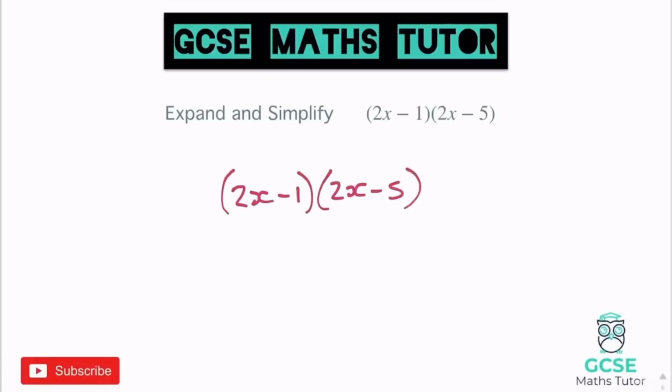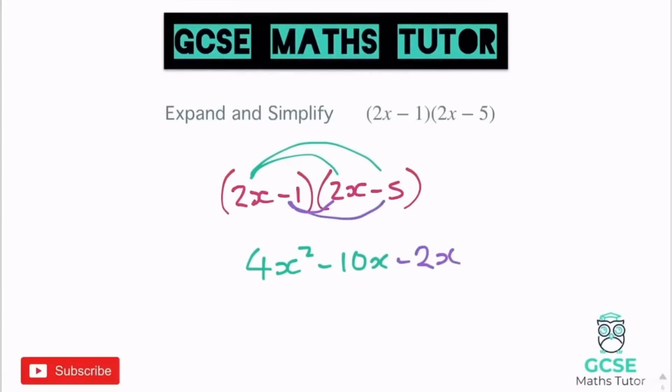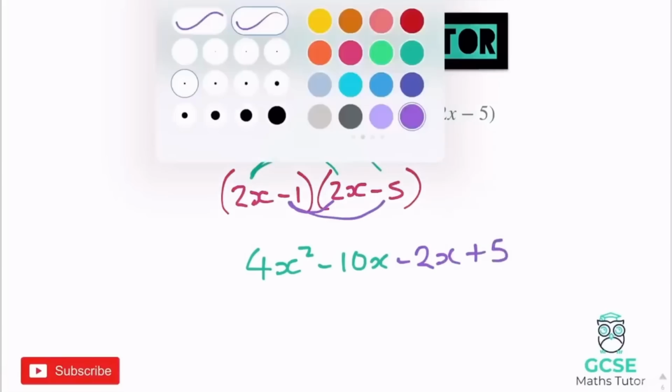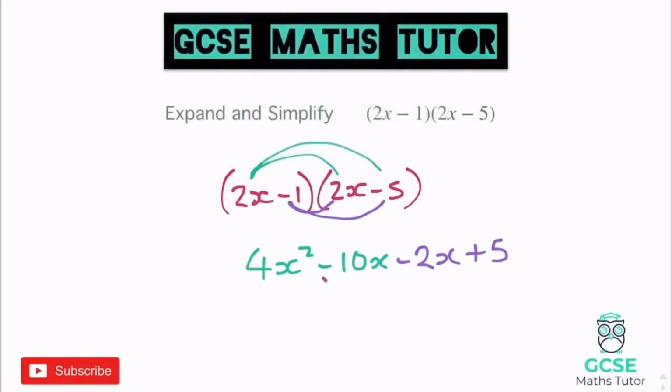So let's see what we get here. 2x times 2x is 4x squared, and 2x times negative 5 is negative 10x. On to the underneath: negative 1 times 2x is negative 2x, and negative 1 times negative 5 gives us positive 5. And then again, just finishing it up, tidying up what's in the middle here.